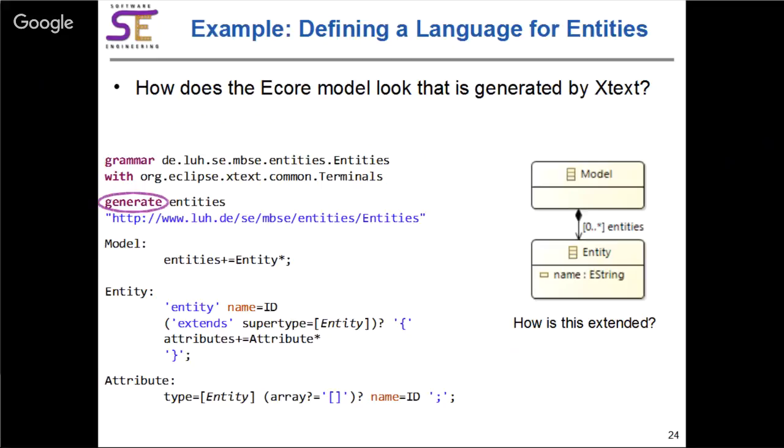for a language where a model can contain entities and the entity has a type. Okay, we have the type, it can have a supertype. This is what we added now. And an entity can contain attributes, and attributes have an entity type and so on. So what's missing now from our meta model?